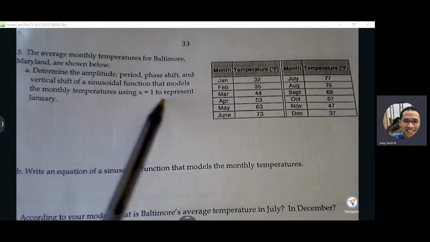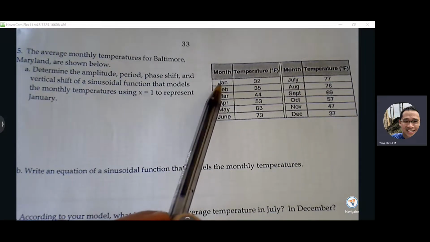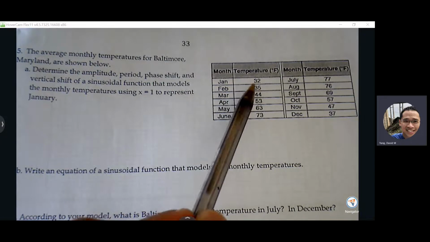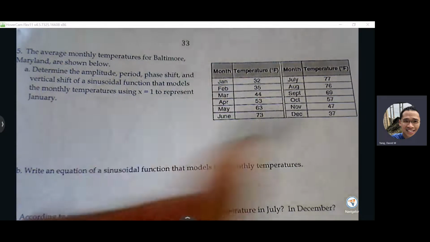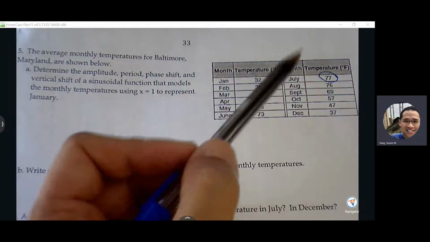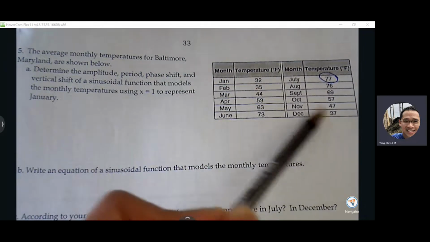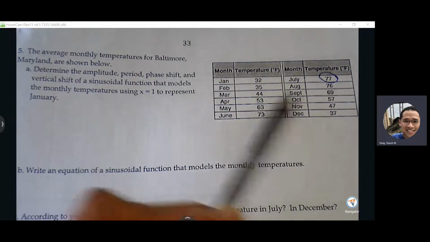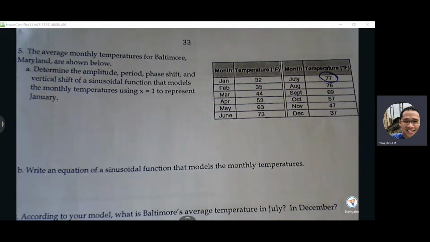Okay, so we look at this data here. We're starting with January. This is x equals 1. And 32, 35, 44 continues rising. And then where's the peak? 77. Okay. And then it's going to make its way down to 37. And we're just going to think of this as the end of the period. I know it's not perfect. There are 37 and 32, but we're just going to create a model based off of that 12-month period.